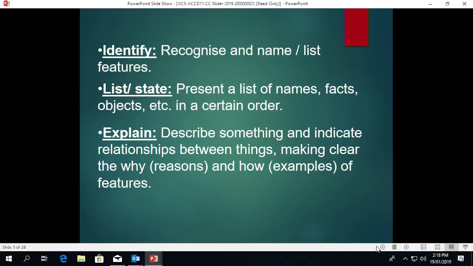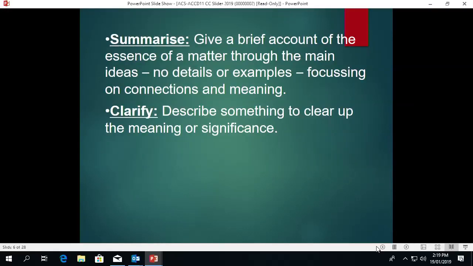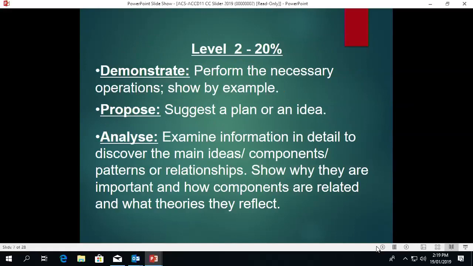When you explain, you indicate the relation between things. You are making it clear. You are providing reasons, examples and characteristics. And then when you summarize, you give a brief account, and then you clarify. So that was level 1.